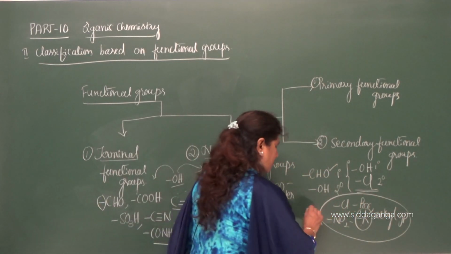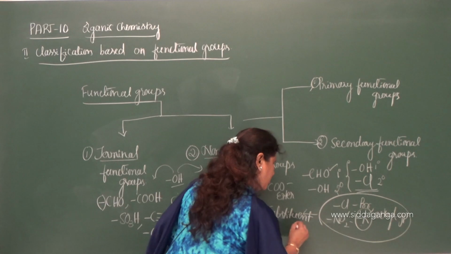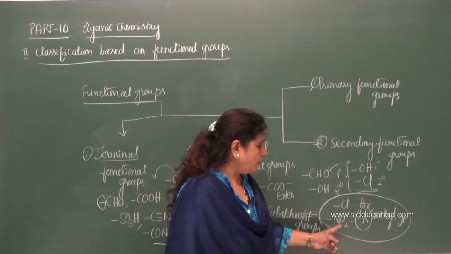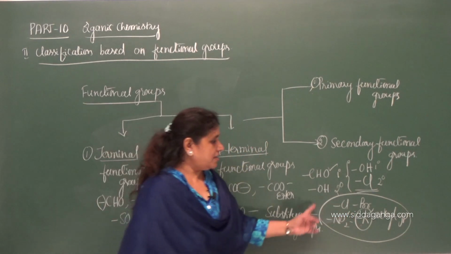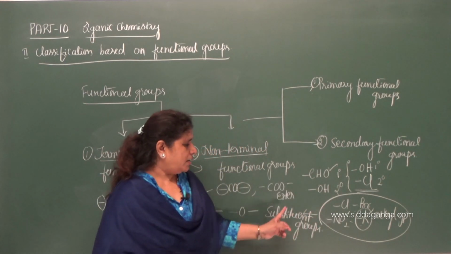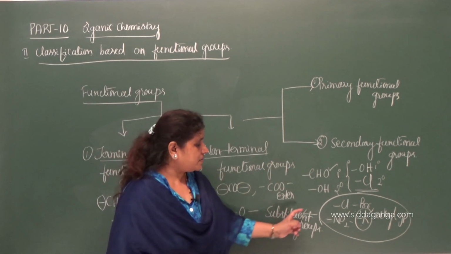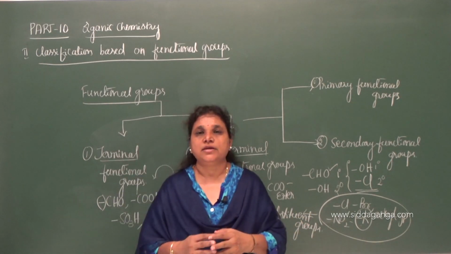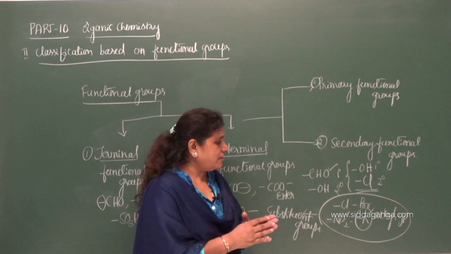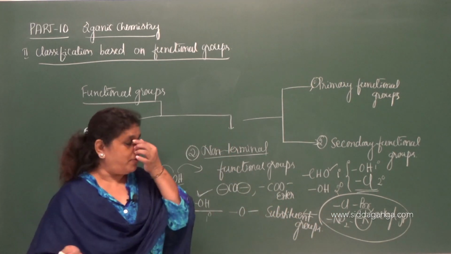And these functional groups are also called substituent groups. Okay. So chloro, bromo, nitro and alkyl groups are secondary functional groups, and these groups are also called substituent groups. Some secondary functional groups are also called substituent groups. Substituent groups are nothing but groups containing one vacant valency, because these groups are formed from neutral molecules.